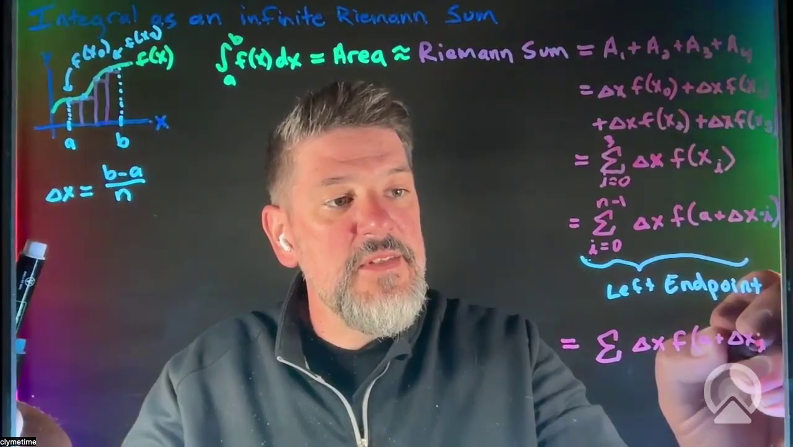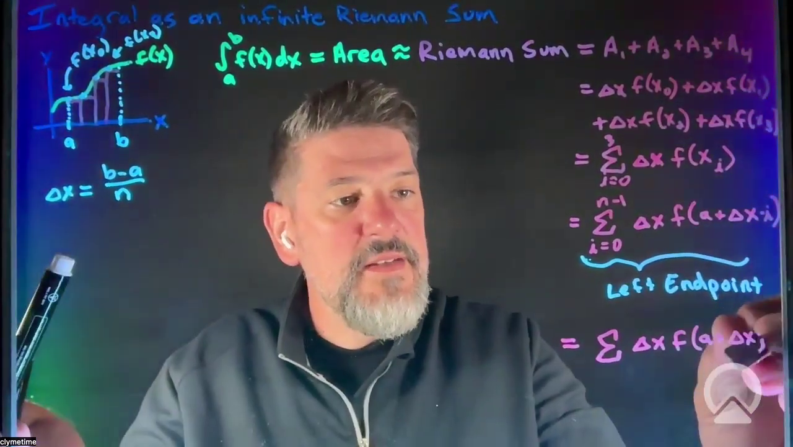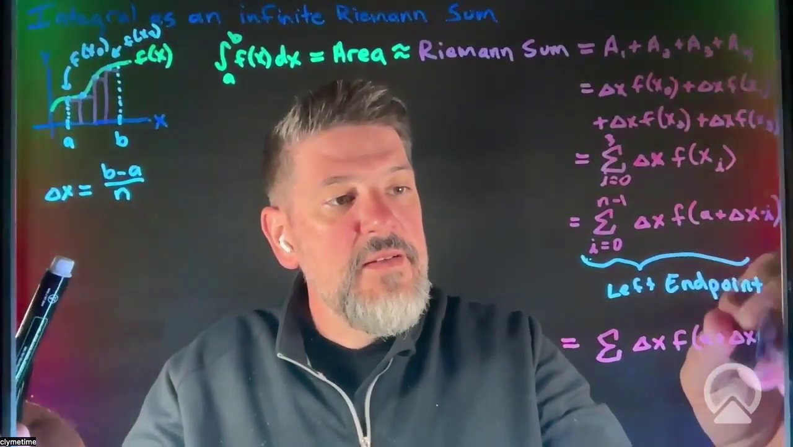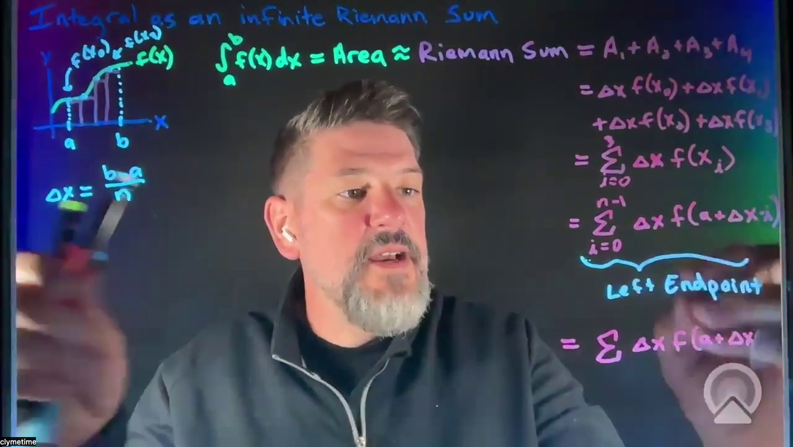It's supposed to be times. Here, let me erase that. It's not delta x sub I. It's delta x times I.